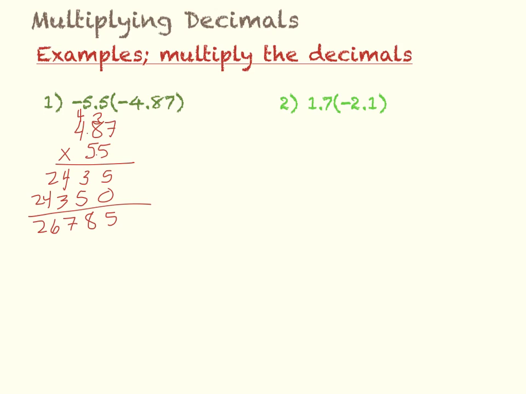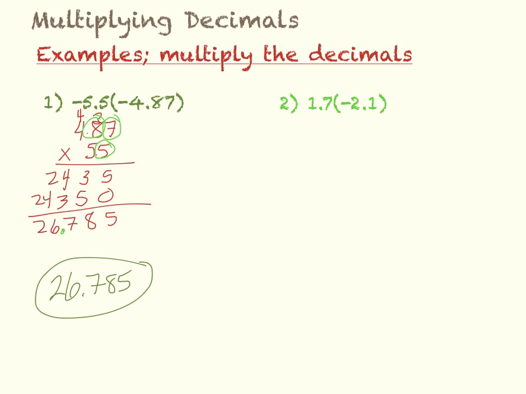And then we have to count the number of decimal places. So that 5 is after a decimal, 7 and 8. So that's 3 numbers after the decimal. So my decimal is going to go 1, 2, 3. So it has 3 numbers after it. So your final answer is 26.785.